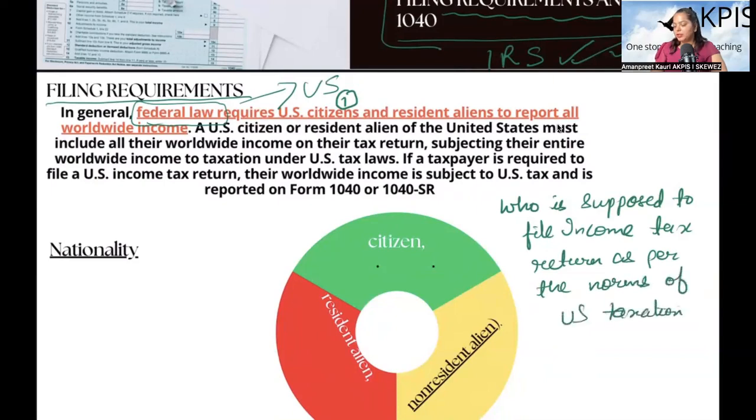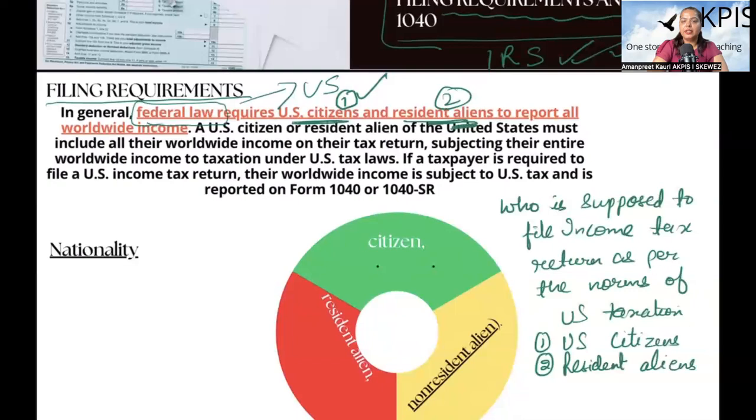The first one is US citizens, as we have discussed here. And the second one is resident aliens. We'll discuss all these concepts one by one so that you won't confront any kind of problems. So the first is US citizens and the second is resident aliens. That means the persons who are supposed to comply with the filing requirements of US taxation are, first, a citizen of America, and second, a resident alien.